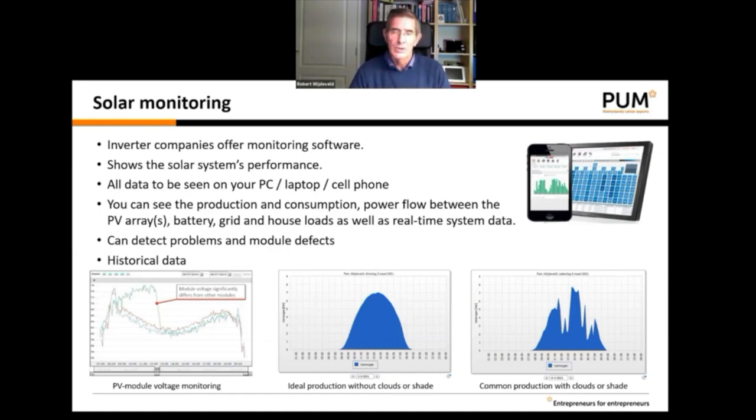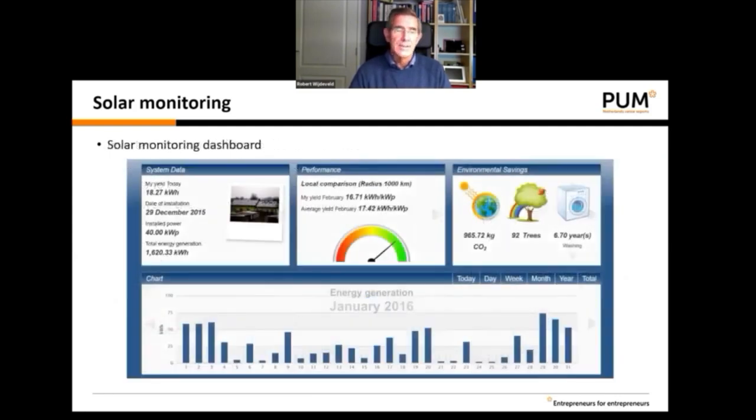If I go back, one slide back, you see here on the left top side, the system data. You can see what is your system, what have I produced today? What is the date of installation? What is the installed power? What have I produced up till now? In the middle top image is the performance. What is it doing right now? What is my average in February?